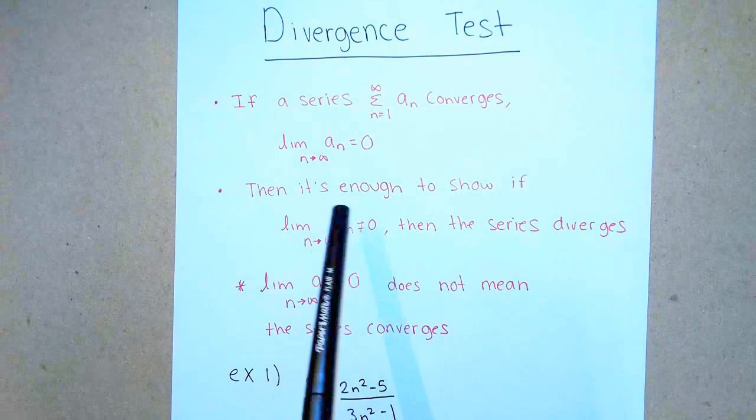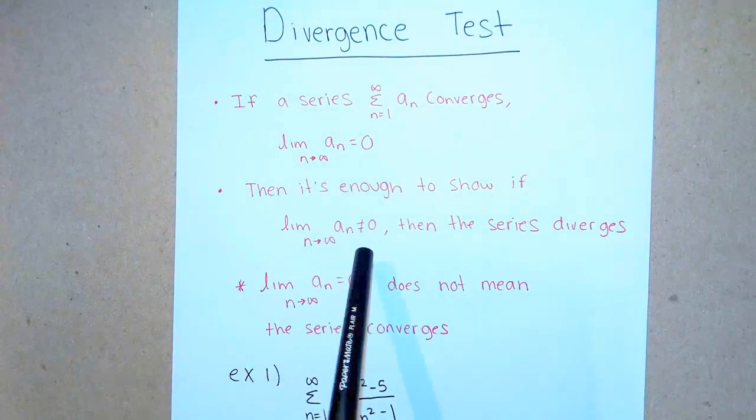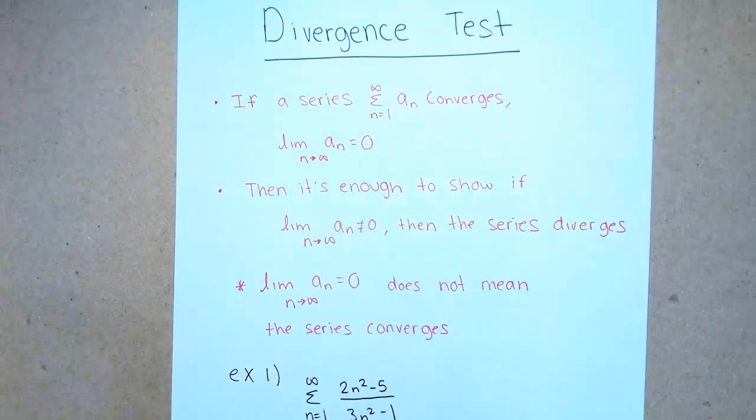So then what that means also is that it's enough to show that if I just go ahead and find the limit of the inside and it doesn't give me 0, then the series diverges, which is amazing because sometimes you're going to get a number where it doesn't give you 0, it gives you an actual number, which means it diverges.